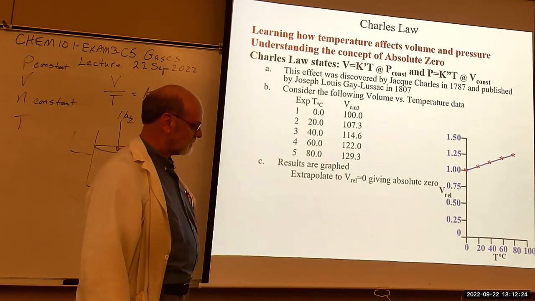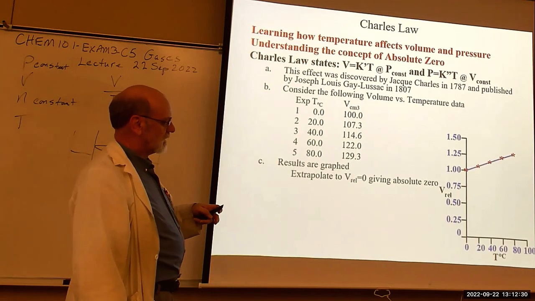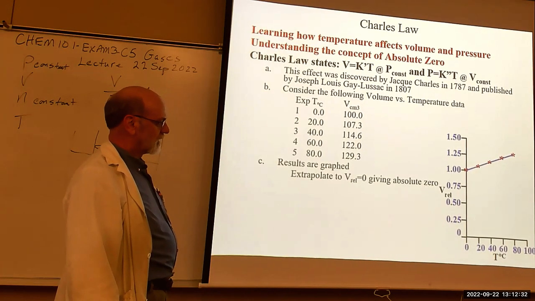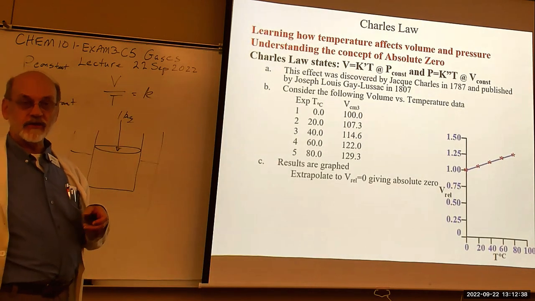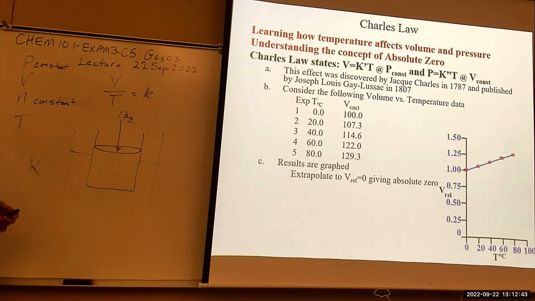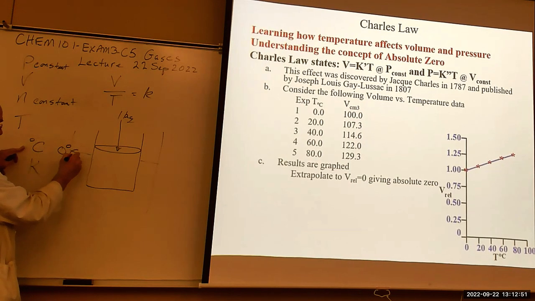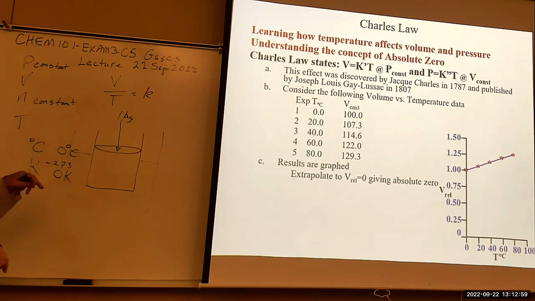But it's a lengthy description. Let me try to make a long story short. What he ended up with was a new temperature scale. Instead of degrees Celsius, he has a temperature scale called Kelvin. The difference between the two is the zero point. The zero here is 273 degrees less than 0 degrees C.